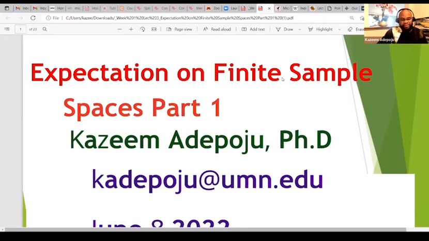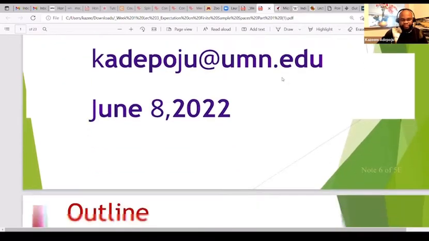We have been working on probability in a finite sample space, because if you want to work with a probability model, every probability model has a sample space. The focus today is going to be on expectation on finite sample spaces.